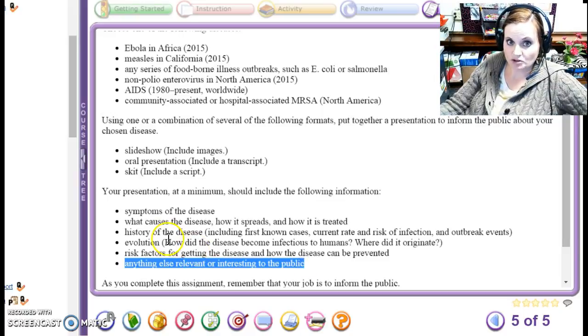Are they trying to develop a vaccine for the disease? Is there a vaccine for the disease? Have there been any people who have survived even though it's a deadly disease? And how did they survive that disease? Make sure you try to stay up to date with your research, because you will find that there are new breakthroughs in these types of diseases all the time.